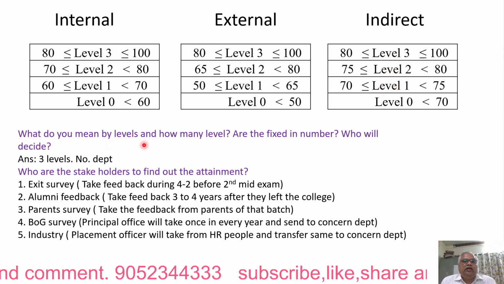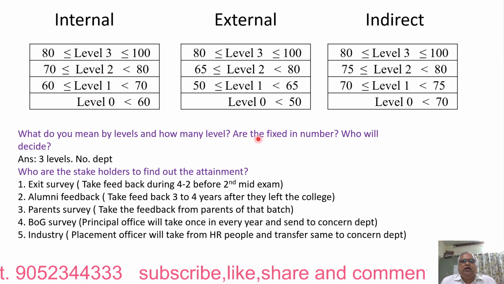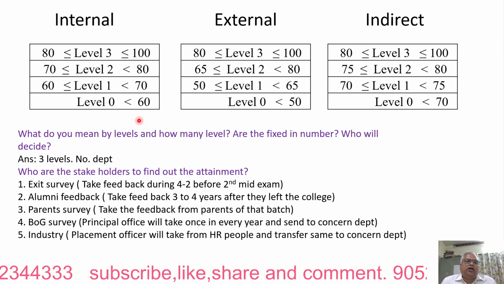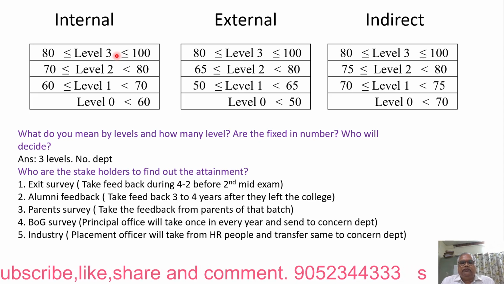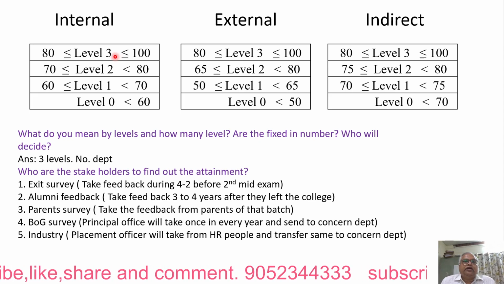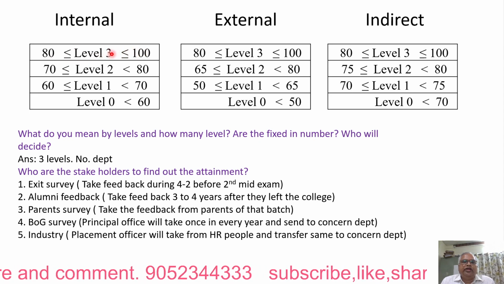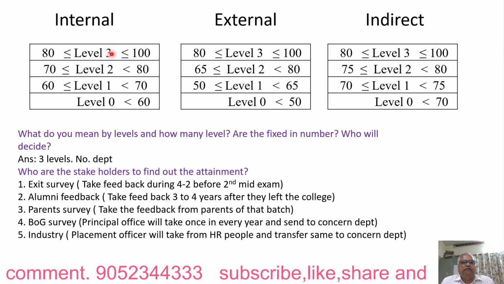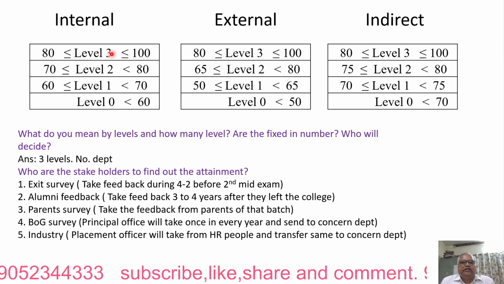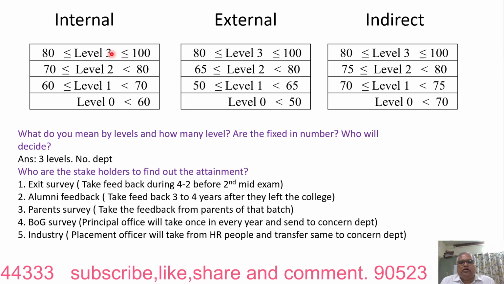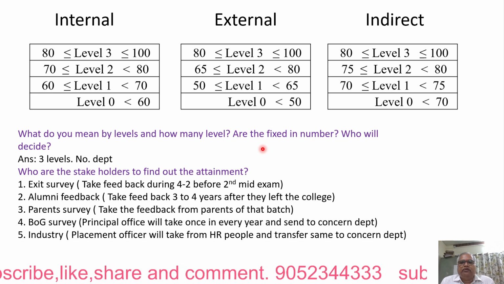Then what do you mean by levels? How many levels are there? Here we have done levels 0 to 3. Are they fixed in number? Not necessary. You need not follow up to 3 only. You can go up to 5. You can go up to 8. So if a student got 80 to 100, we are calling it level 3, so more range is there. If you go for a level 5 system, 90 to 100 will be level 5. So more improvement will come when you increase the number of levels.